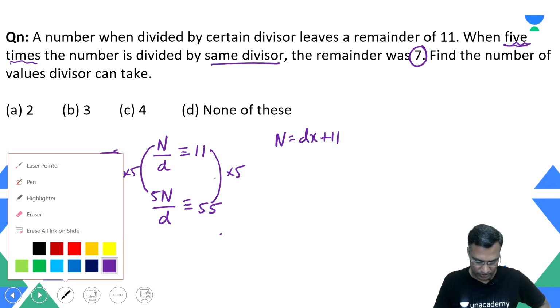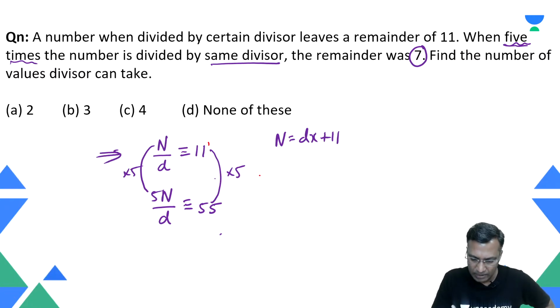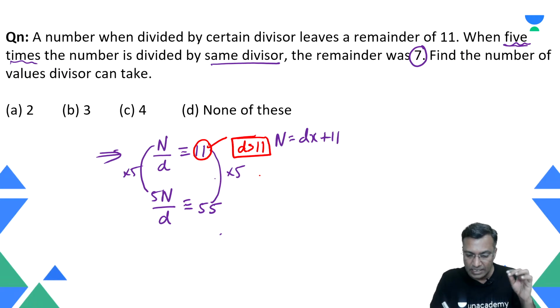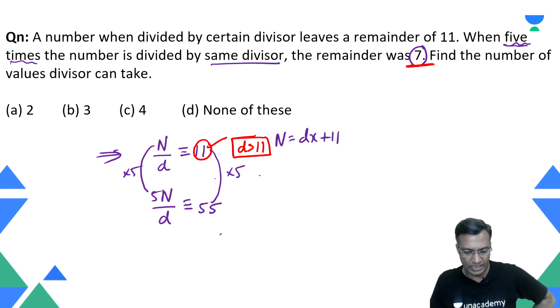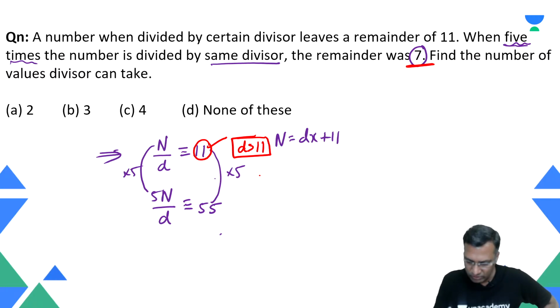Let's understand a few things. Whenever the remainder is 11, it implies that your divisor has to be greater than 11. Let's remember this fact, right? Because if the remainder is 11, then the divisor has to be greater than 11. But in the second case it says that the remainder was 7. So for remainder 7 means what? You took this 55, you divided this by the divisor, and hence you said that the final remainder is nothing but 7.